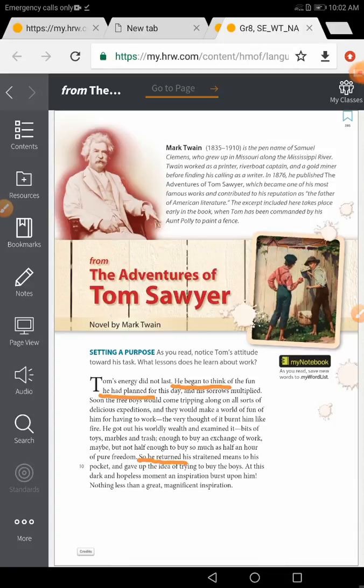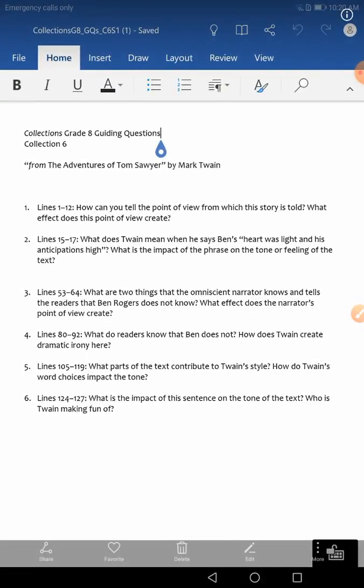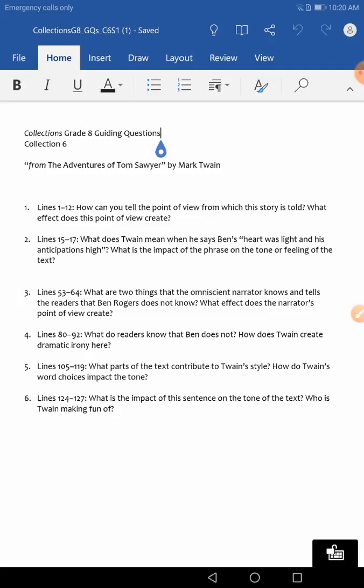So if you are asked a question, okay, in which point of view is the story told, you could say that it is told from the third person point of view. Why? Because the author is using the pronoun he to refer to the character Tom. So here, if you are asked also to cite some textual evidence, okay, here you have 3 pieces of textual evidence to show how you know that the author is using the third person point of view. Let's now go to the second part of the question. The second part of the question says, what effect does this point of view create?